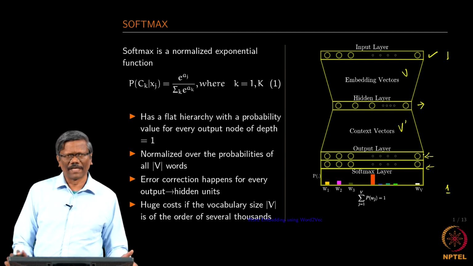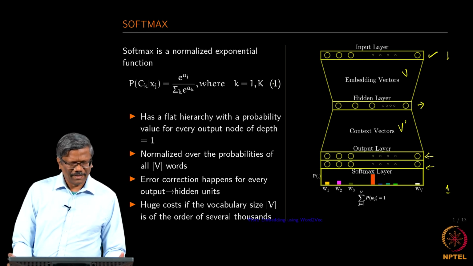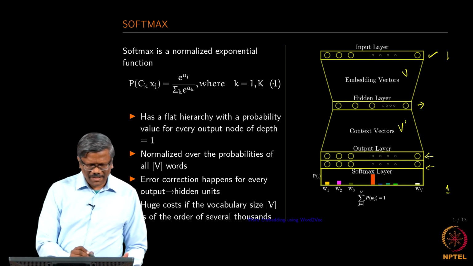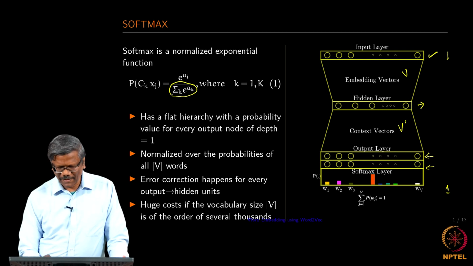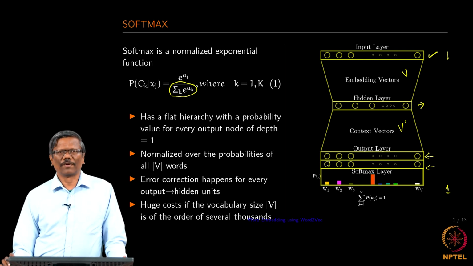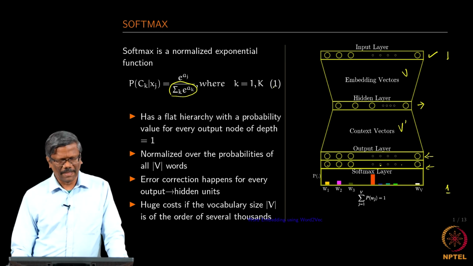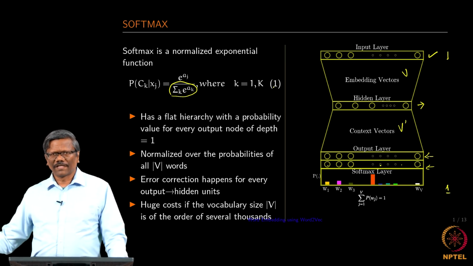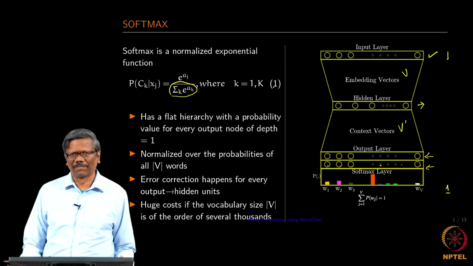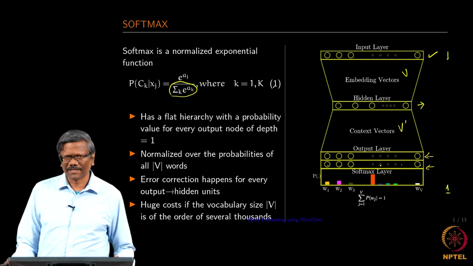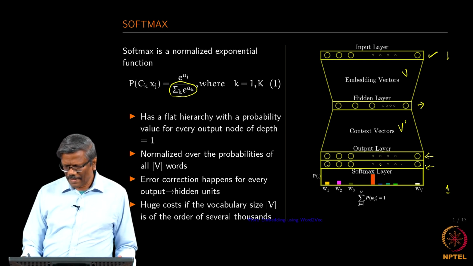The softmax is a normalized exponential function as given in this equation. All right. So, the normalization comes from the summation of all the word values that we have computed. Okay. So, each one will have a probability value here, and the summation of all of these would lead to 1. This we know very well, right. And this is a flat hierarchy. That means, we compute the probability for every word in the vocabulary once the output layer computation is completed. All right. So, the depth of this layer is 1.